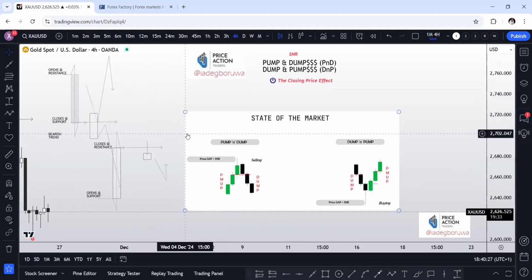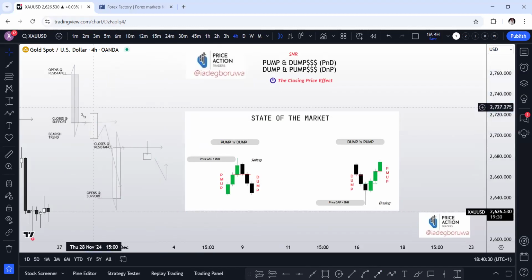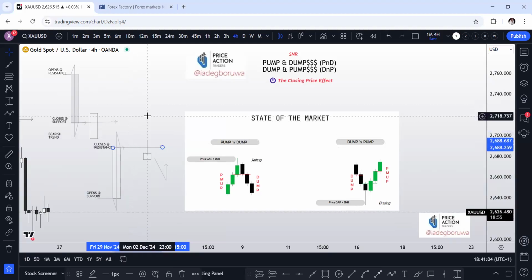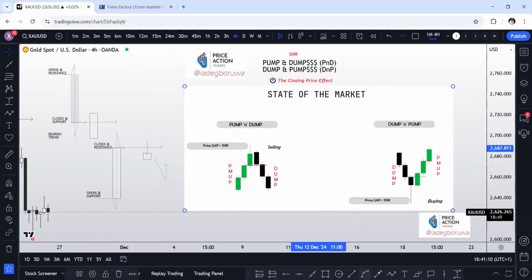In the psychology of price manipulation, price manipulates at support and resistance levels. So when price is pushing higher, it's trying to grab liquidity at the resistance and then distribute lower. At every support and resistance, there is liquidity. So when price moves higher, we give it a time of pumping. It pumps up.